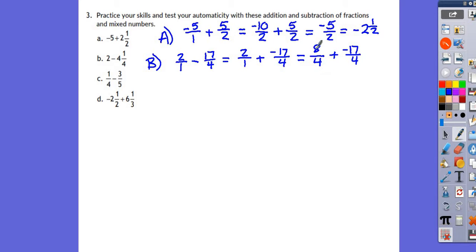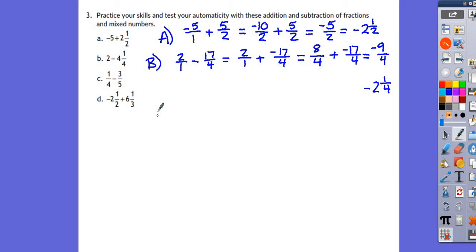Now I can simplify. I have a positive and a negative, so different signs. So different signs subtract. 17 minus 8 gives me 9. Sign of the larger number would be a negative. And keep the same denominator. Then I simplify this, bring out my negative. 4 goes into 9 2 times. 2 times 4 is 8. I have 1 left over. So that would be my simplified answer for B.